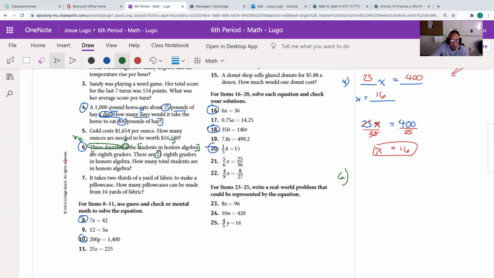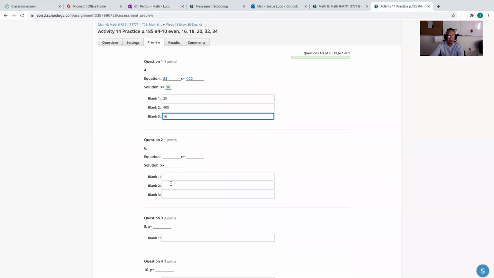Yes, we know how many 8th graders there are. So that means that 3/4 times the students in honors algebra, which I don't know how many those are. Notice how the question is asking, well, how many students, total students in honors algebra? 3/4 times the students in honors algebra is going to be the 8th graders, which is going to be 21. That is my equation. So therefore, on Schoology, that is how I'm going to fill it in. 3/4 x is equal to 21. Now let's find out what our solution is.